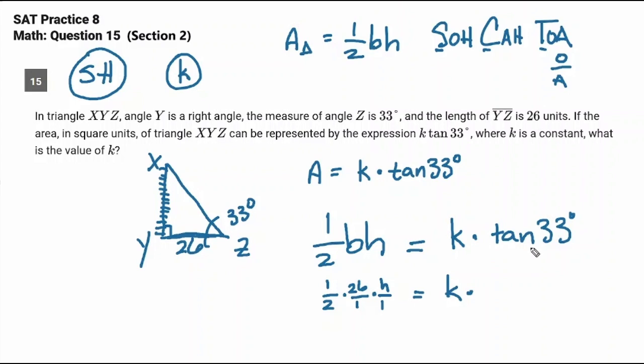But what is tangent 33 degrees? It's opposite over adjacent. So it's the opposite side over, that's the opposite side. This is the adjacent side, the side next to it that's not the hypotenuse, over 26.